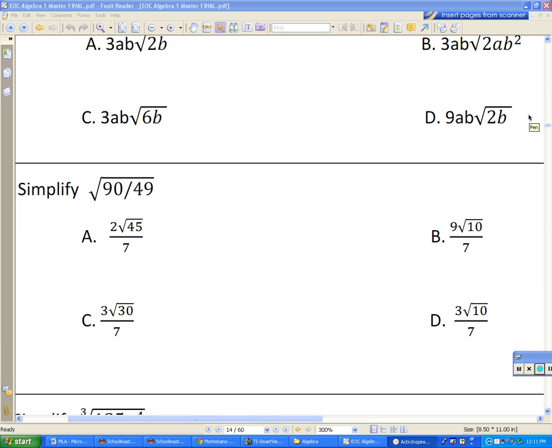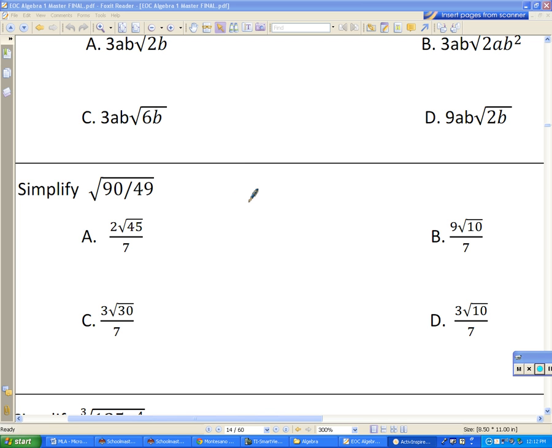Okay, now we're going to simplify the square root of 90 divided by 49. And so here's how we're going to do it, same way as we did the last one. What is the biggest number that you know the square root of that goes into 90? 9. How many times does it go in? No, 10. I don't know the square root of 10. Oh. I do know the square root of 9. How many times does 9 go into 90? 10. So I'm going to rewrite 90 as 9 times 10.